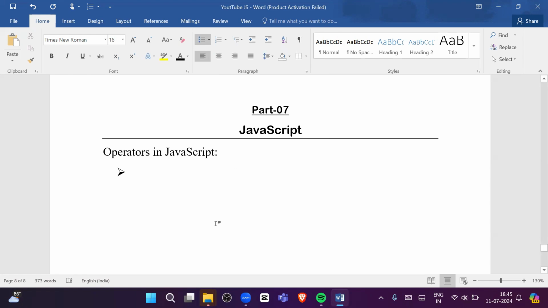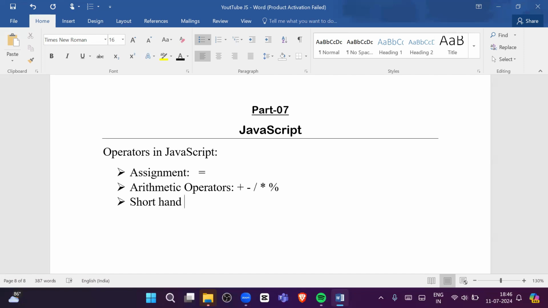So the first operator is the assignment operator. The assignment operator is simply the equals to symbol. And then after the assignment operator, we have arithmetic operators. So what are the arithmetic operators? Plus, minus, division, multiplication, and modulus. These are the arithmetic operators.